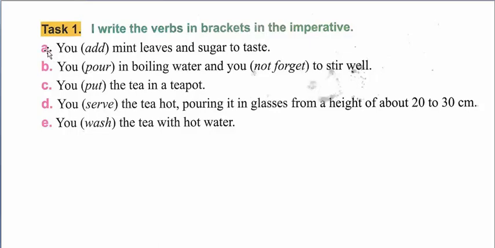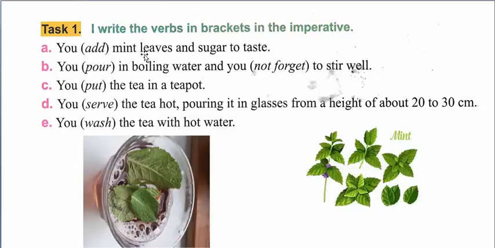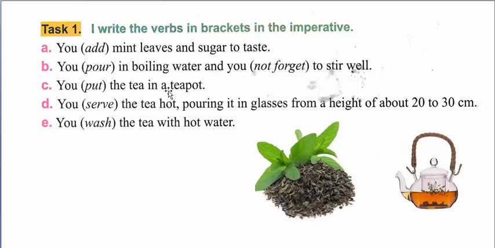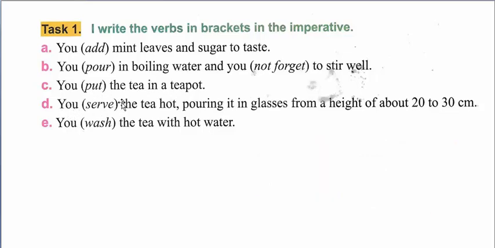So here you have: you add mint leaves and sugar to taste. You pour in boiling water and you do not forget to stir well. You put the tea in a teapot. You serve the tea hot, pouring it in glasses from a height of about 20 to 30 centimeters. You wash the tea with hot water.